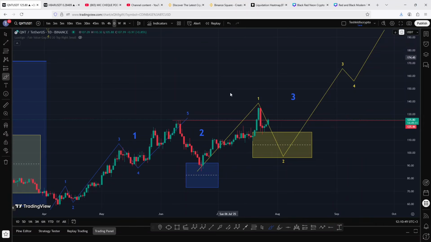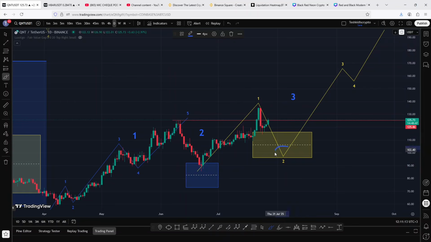Starting the video here on the daily chart, from the lows we made on the 22nd of June, I believe that we peaked impulsively in the formation of that first wave, in a move that gave us a high above the 136.3 USDT mark.